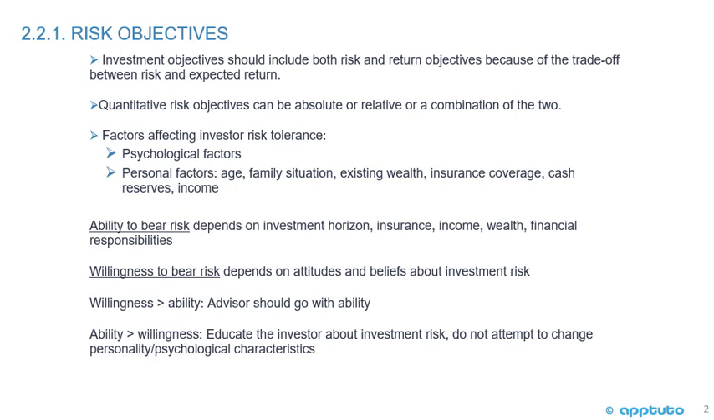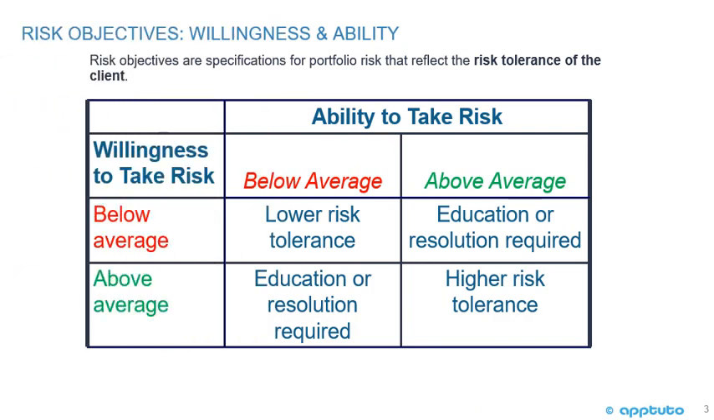If the willingness to bear risk is greater than the ability to bear risk, the advisor should go with ability. If the ability to bear risk is greater than the willingness, educate the investor about investment risk, but do not attempt to change personality psychological characteristics. Risk objectives, willingness and ability. Risk objectives are specifications for portfolio risk that reflect the risk tolerance of the client.